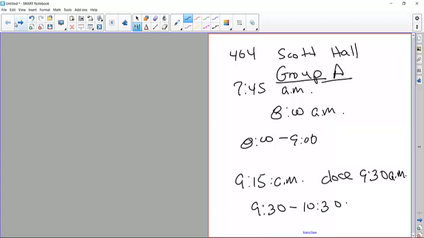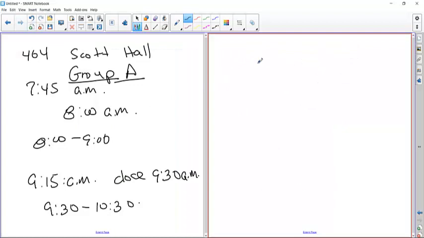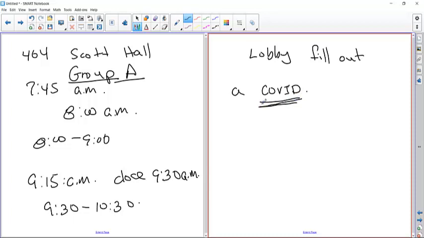Okay, so when the doors are open, you'll come in, there's a lobby. In the lobby, you will fill out a COVID health form. It's basically going to ask you if you've been exposed to anybody with COVID, or if you have any symptoms like COVID. The bottom line is don't come to the lab if you're not feeling well or if you've been exposed to somebody who has tested positive for COVID. So you'll fill out the form, you'll give it to me, and then we'll go into the lab.